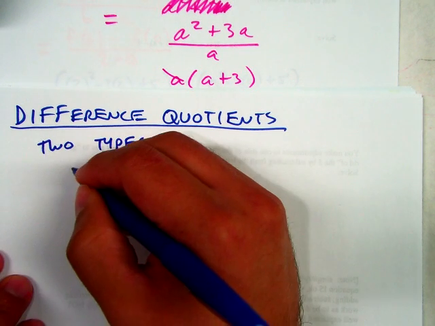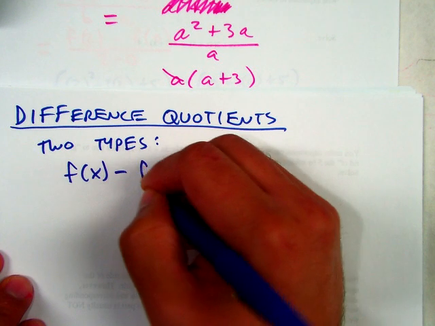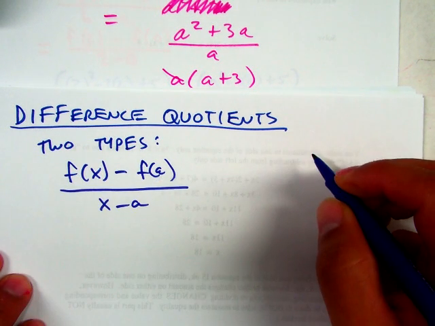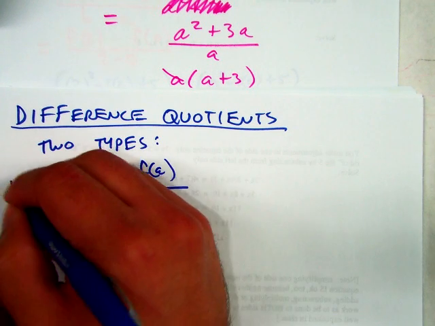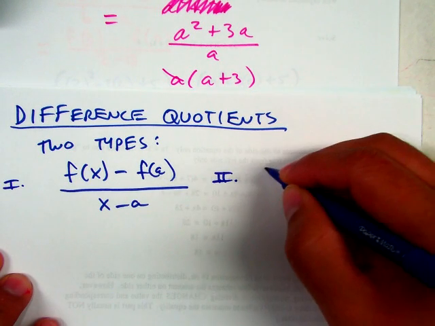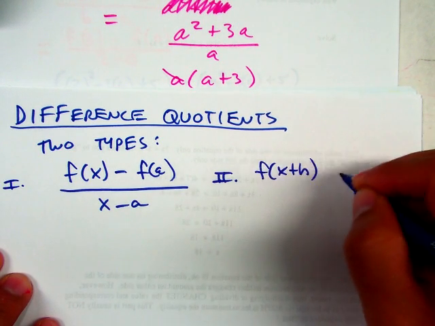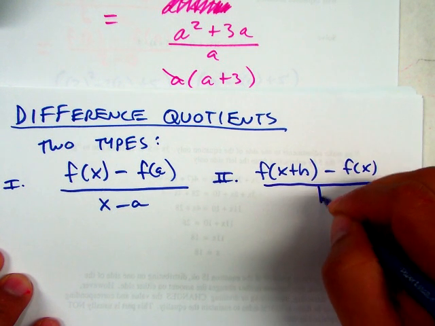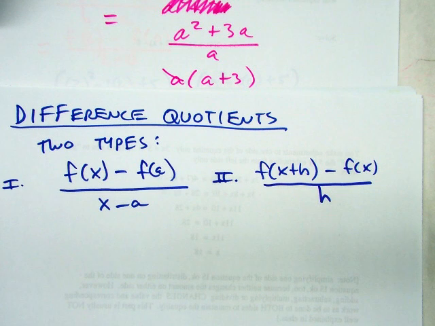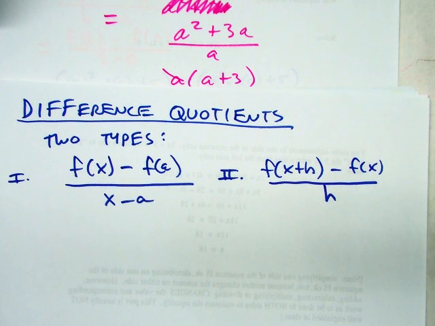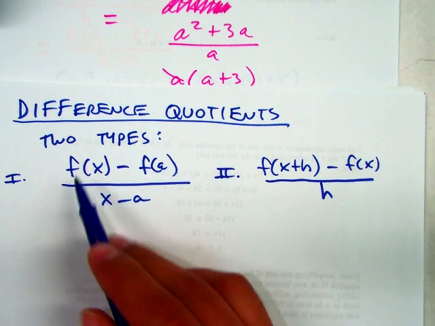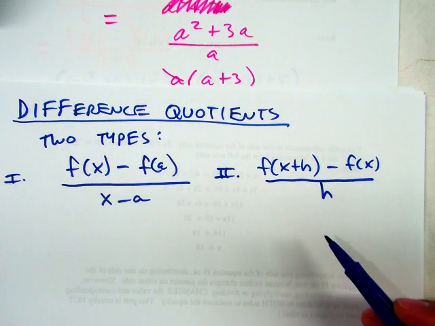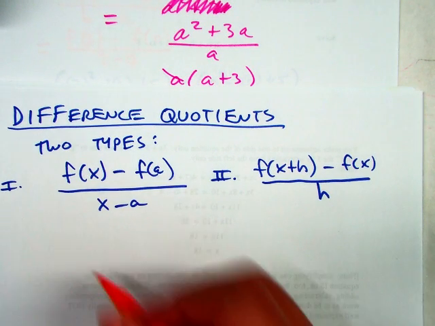One is f of x minus f of a all over x minus a. And the other type is f of x plus h minus f of x all over h. What does this look like to you? The same thing we had before, right? What's the only difference? Different variables, x, not a. Cool, let's write this down.